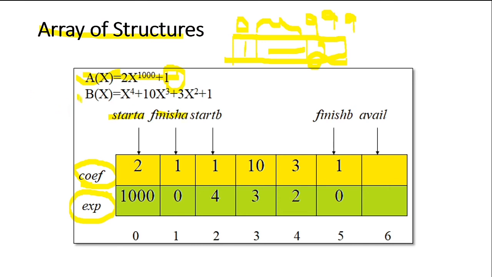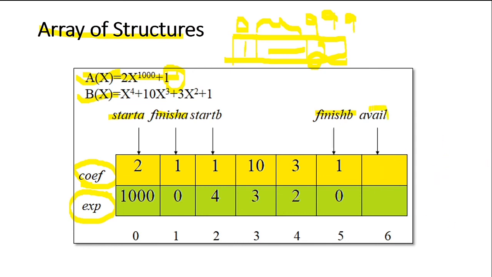Now you have one more polynomial B. So start B. B coefficient is 1, 1 and 4 is the exponent, 10 and 3 is the exponent, 3 and 2 is the exponent, 1 and 0 is the exponent. Finish the B. Next again, if you have C, you can include it over here.